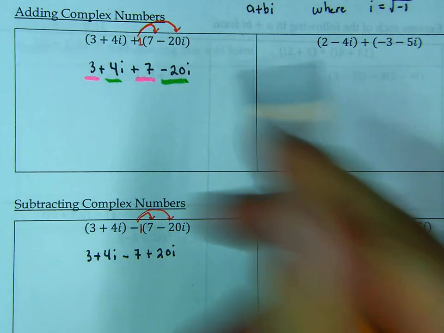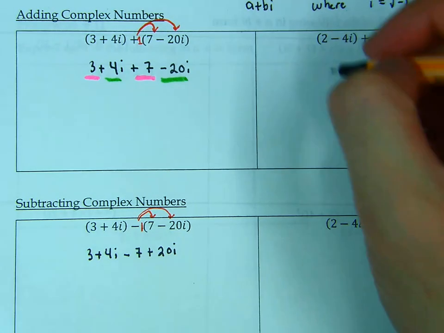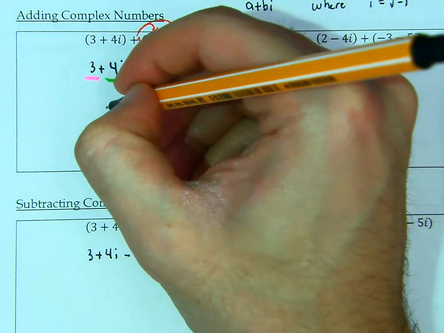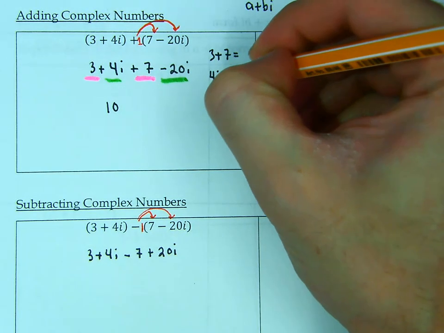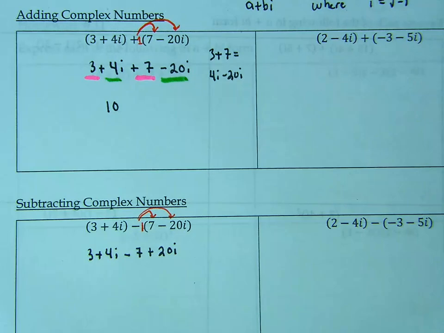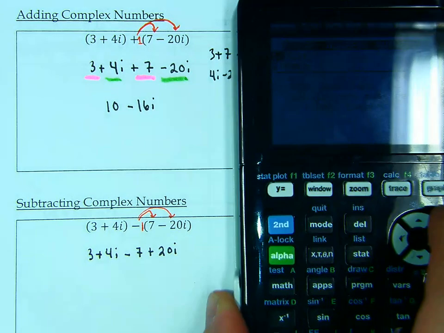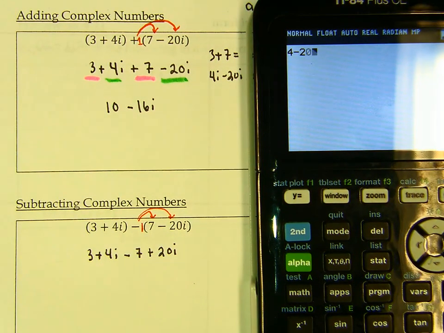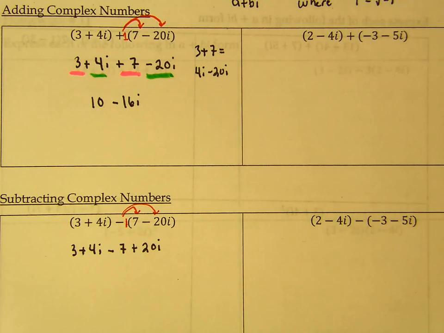So then what will this be? What happens if I add 3 plus 7? I could show it on the side over here if you want. What is 3 plus 7? Notice this is 10. And then what is 4i minus 20i? This will be negative 16i, because all you're really doing on the calculator is 4 minus 20, and that is negative 16.